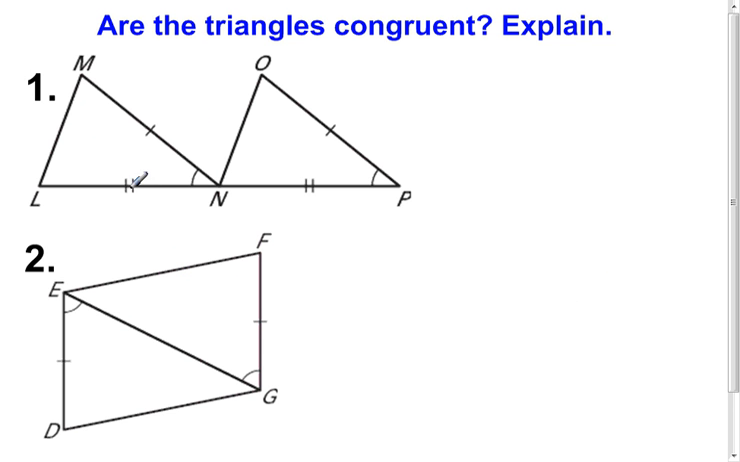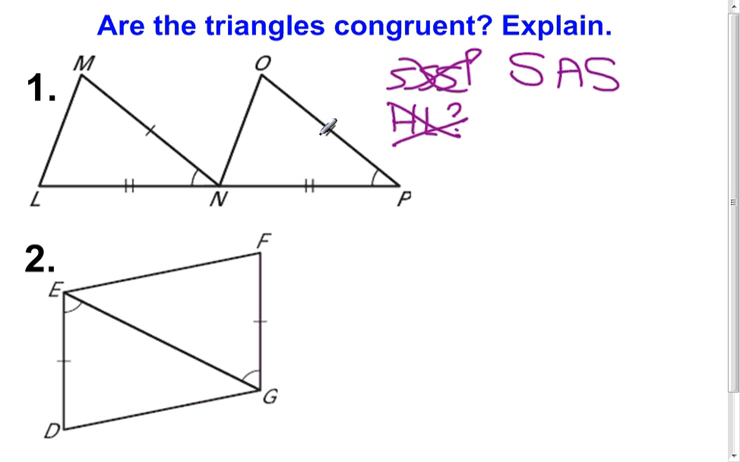Right, let's try another one. Looking at these, are these triangles congruent? Well, is it side-side-side? Do we know about all three sides? No, we don't know. We have no idea what that third side is. Can we use hypotenuse leg here? Of course not, because it's not a right triangle. So the only one left that we have to look at is side-angle-side. Alright, we have a side the same, we have another side the same, and that angle sandwiched in between the two sides is exactly the same. So yes, the triangles are congruent.